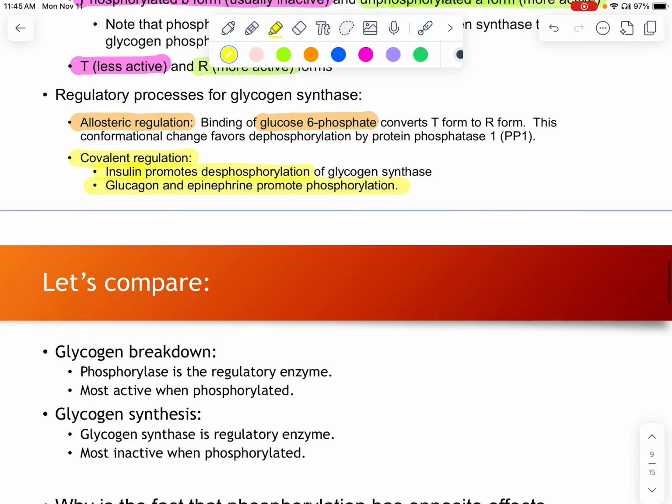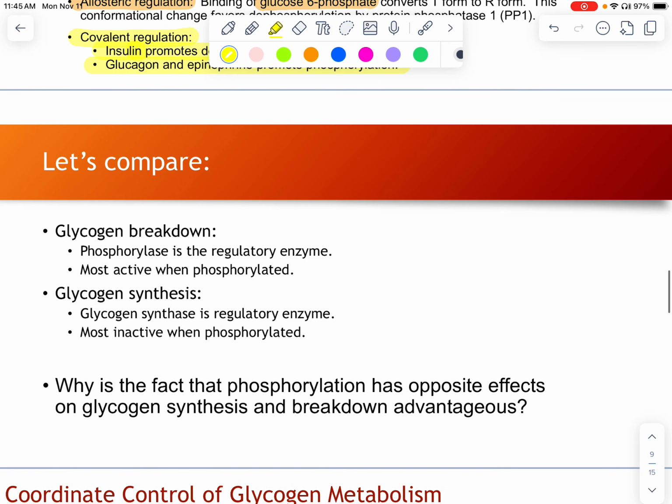All right. So let's compare. Glycogen breakdown, phosphorylase was the regulatory enzyme, and it was most active when phosphorylated. In glycogen synthesis, glycogen synthase is the regulatory enzyme, and now it's going to be inactive when phosphorylated. And so let's think about why the fact that phosphorylation has opposite effects on glycogen synthesis and breakdown is advantageous.